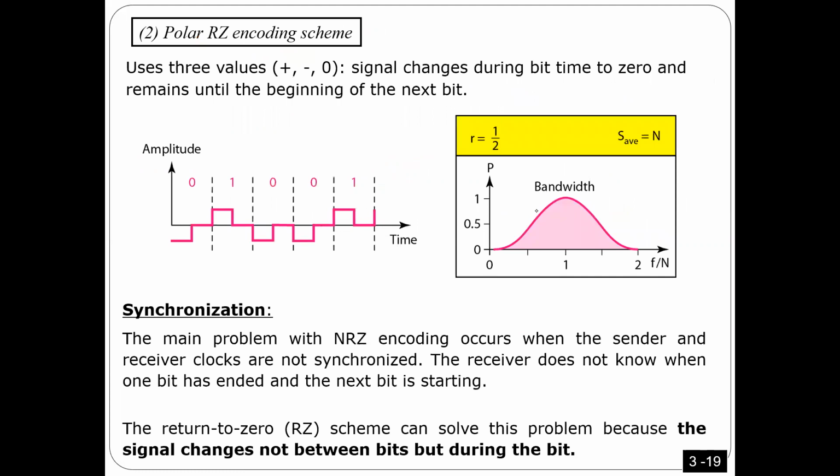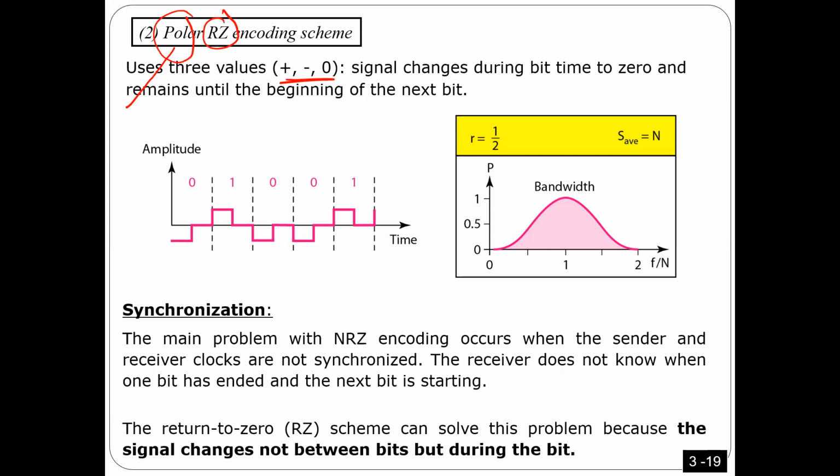Let's move to the next one, which is polar return to zero, okay? Again, when you see polar, it means we are using three voltages: positive, negative, and 0. Return to zero, you can tell from the name, because for every bit, almost in the middle of every bit, we return to 0, as you see here. In the middle of every bit, we go to 0.